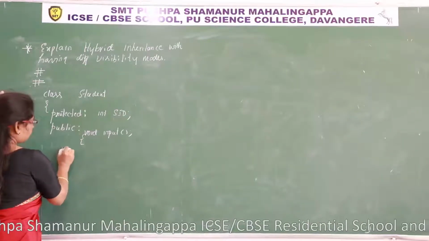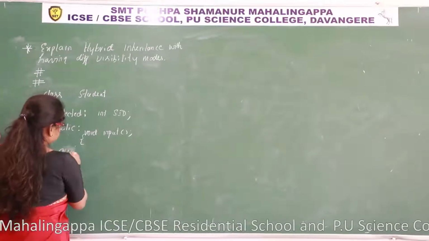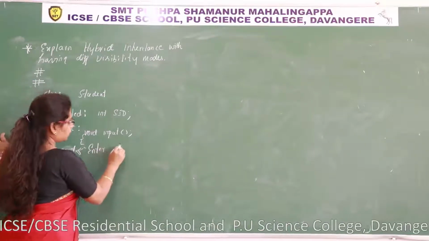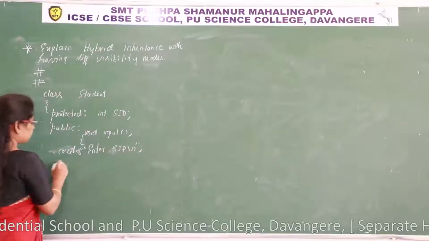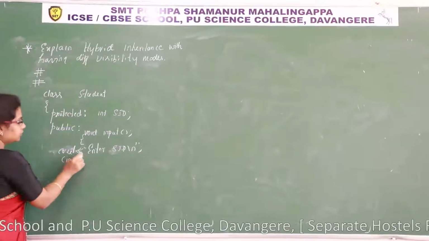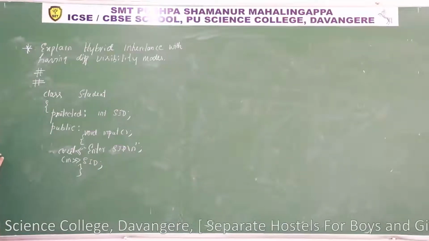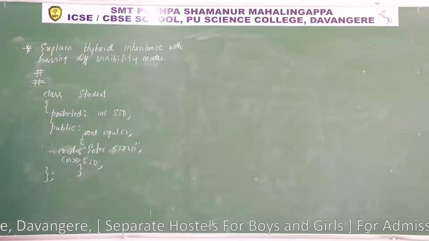Now void input, cout, enter SID, student ID, cin extraction SID. Now I'll close the class.